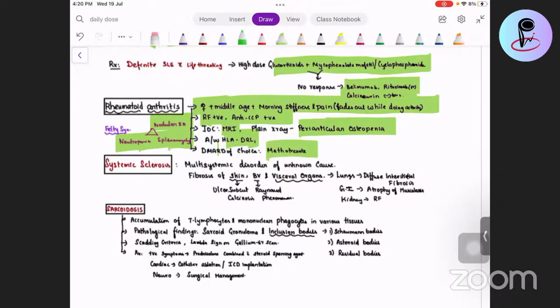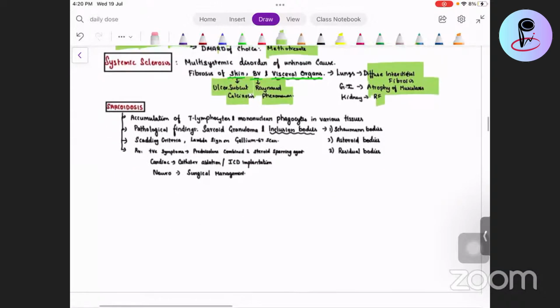Then you have systemic sclerosis, a multisystemic disorder with fibrosis of the skin, blood vessels, and visceral organs. It is of unknown cause. In the skin, it can cause subcutaneous calcinosis; in blood vessels, Raynaud phenomenon; in lungs, diffuse interstitial fibrosis; atrophy of muscularis; and you may see renal failure associated with systemic sclerosis.